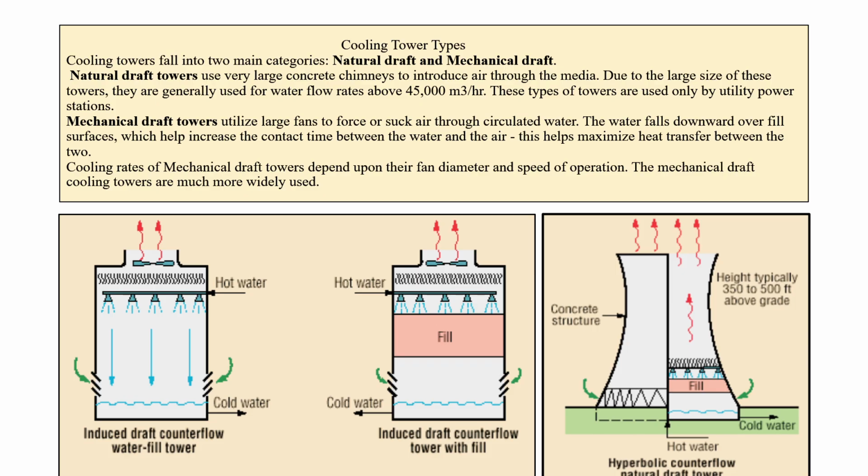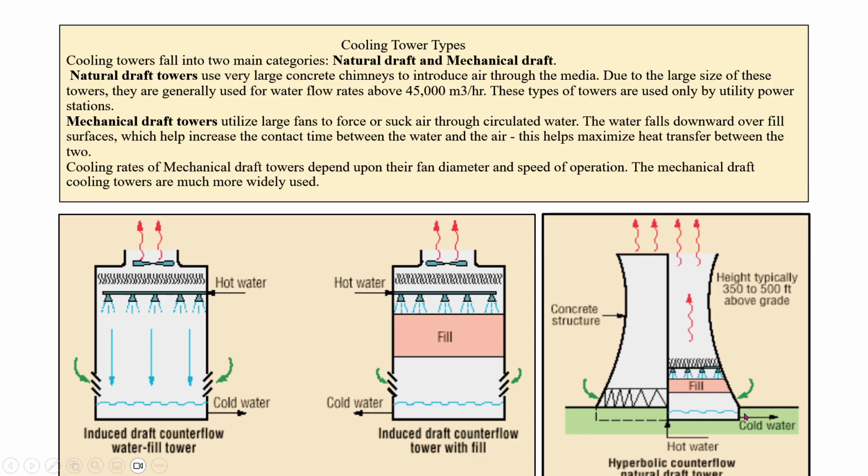Friends, today we are going to discuss different types of cooling towers installed in industry. Cooling towers can mainly be categorized into two types: one is called natural draft and the other is called mechanical draft. Natural draft has no fans. Natural draft towers use a very large concrete chimney.